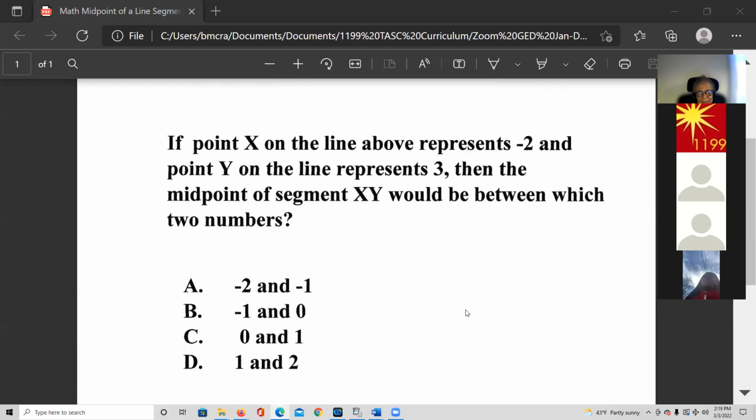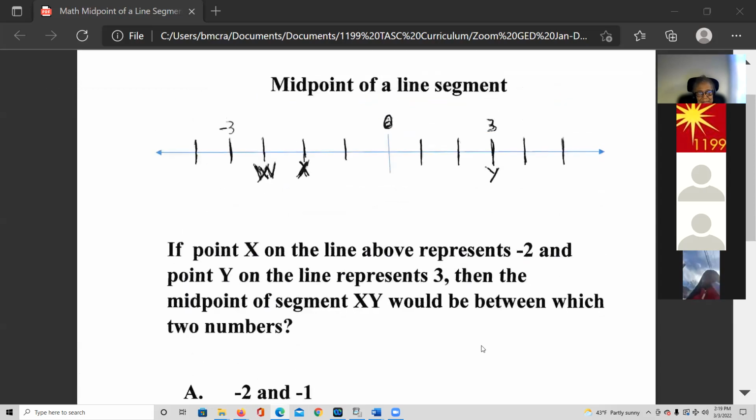You got it? Let's go back over it. From X to Y, we moved 5 spaces: 1, 2, 3, 4, 5. So halfway is going to be half of 5, which is 2.5, right? 2.5 is 1, 2, and then midway between 0 and 1 would be the 0.5, right? So that means the answer would be found between the two numbers 0 and 1.